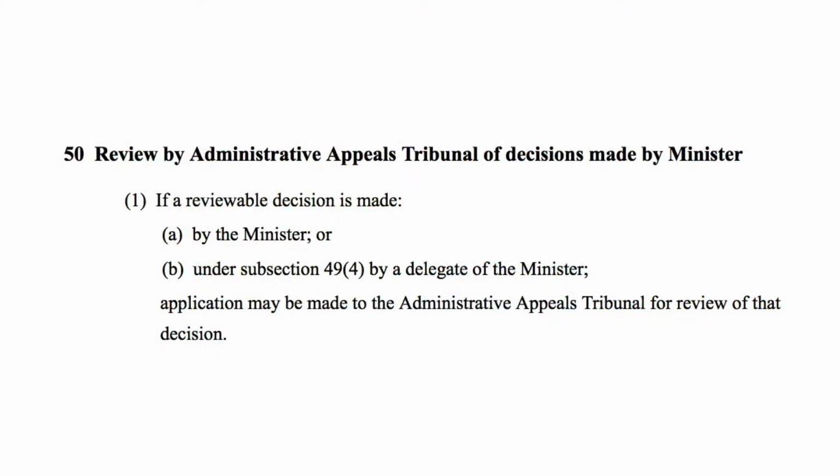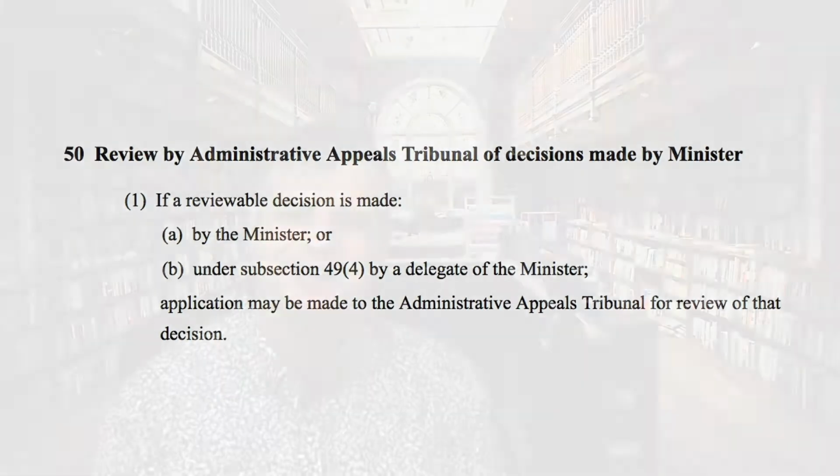So our client should write to the minister, explain that she's not an international jewellery thief, and ask the minister to reconsider the decision. Now, let's say the minister reviews the decision and decides that our client is still not getting a passport. Well, then we can go to Section 50, where it says that the Australian Administrative Appeals Tribunal can review the decision of the minister. So, the Administrative Appeals Tribunal is given jurisdiction to review the decision of the minister.